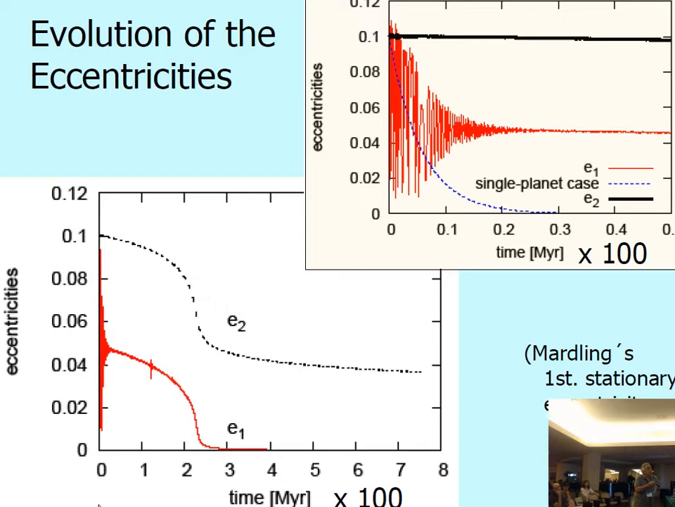What is interesting also, here is the evolution of the eccentricities. If the body is alone, the eccentricity is falling like that. Otherwise, the eccentricity is trapped in a constant value. This is the super Earth, this is the Jupiter. So the eccentricity is trapped in a certain value. This was discovered by Mardling, and is sometimes called the first stationary eccentricity.